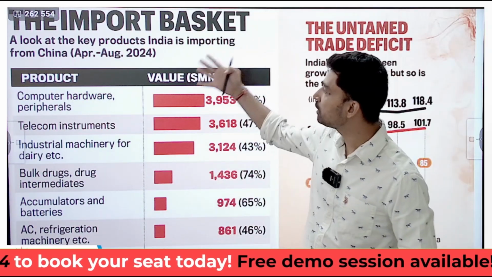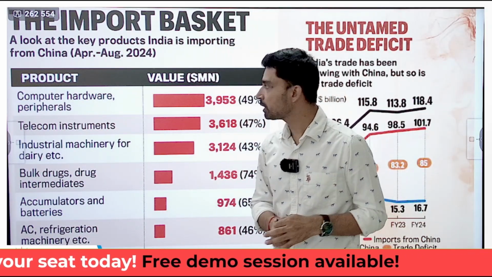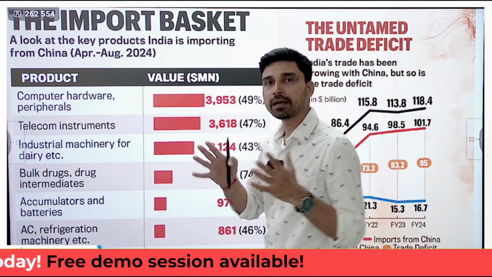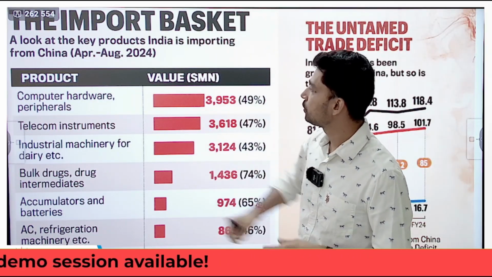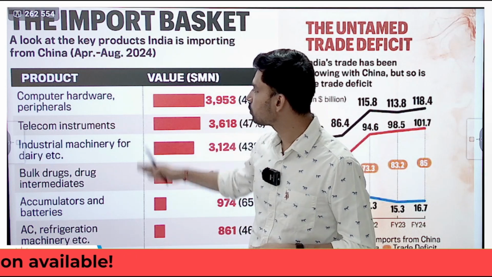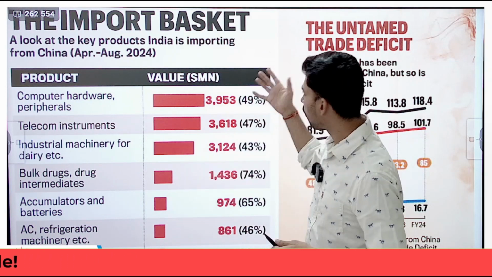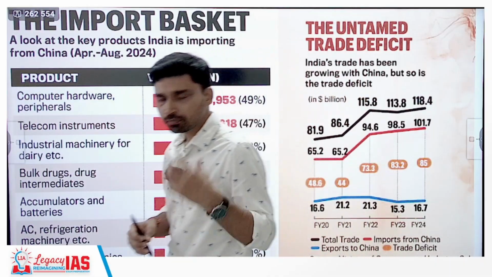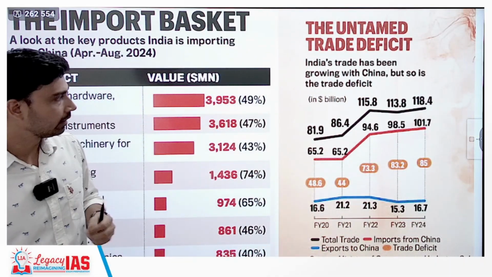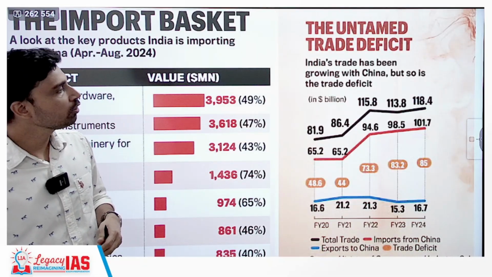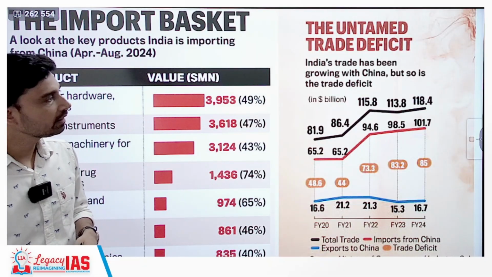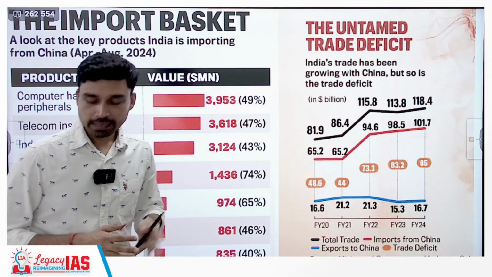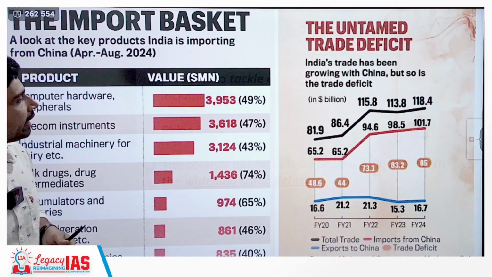And if you look at the major products that India is importing from China, most of these pertain to the electronic and electrical sector, such as computer hardware, peripherals, telecom instruments, industrial machinery and all that. So, all these make more than 49 to 45% of total demand in India. So, in this context, the levying of anti-dumping duty can also be understood as the way India can try to bridge the trade deficit with the country.